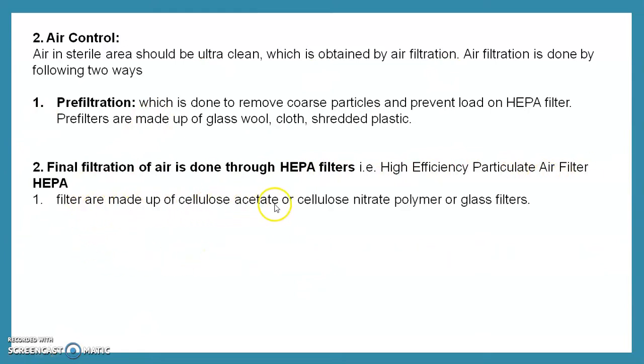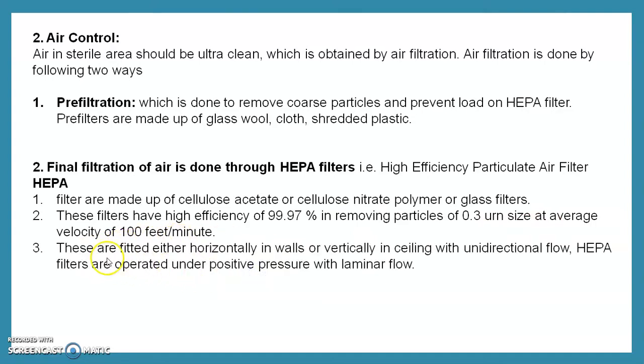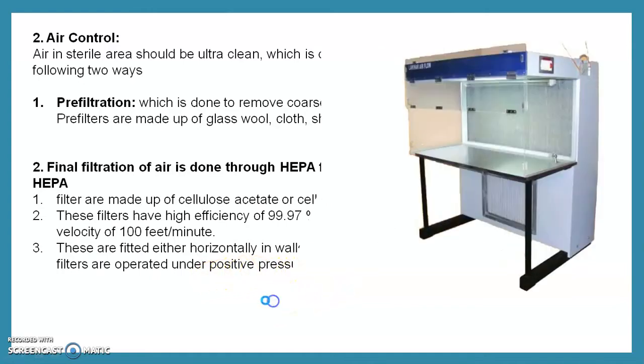Filters are made up of cellulose acetate, cellulose nitrate, polymers or glass filtrate. These filters have an efficiency of 99.97%, removing particles of 0.03 micrometers in size at an average velocity of 100 feet per minute. These are fitted either horizontally in the wall or vertically in the ceiling with unidirectional flow.